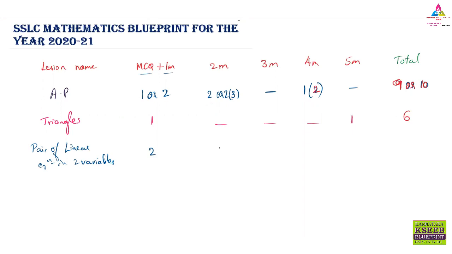For 2 marks there will be 1 question, and the 3 marks question will not be there. The 4 marks question will be 1. The 5 marks question is already over. Again, the 5 marks question will not be there from any other lesson because it is taken from the triangle lesson. So totally it has 8 marks. So in the pair of linear equations: 2 marks from multiple choice or 1 mark questions, 1 question of 2 marks, no 3 marks question, and 1 question of 4 marks.